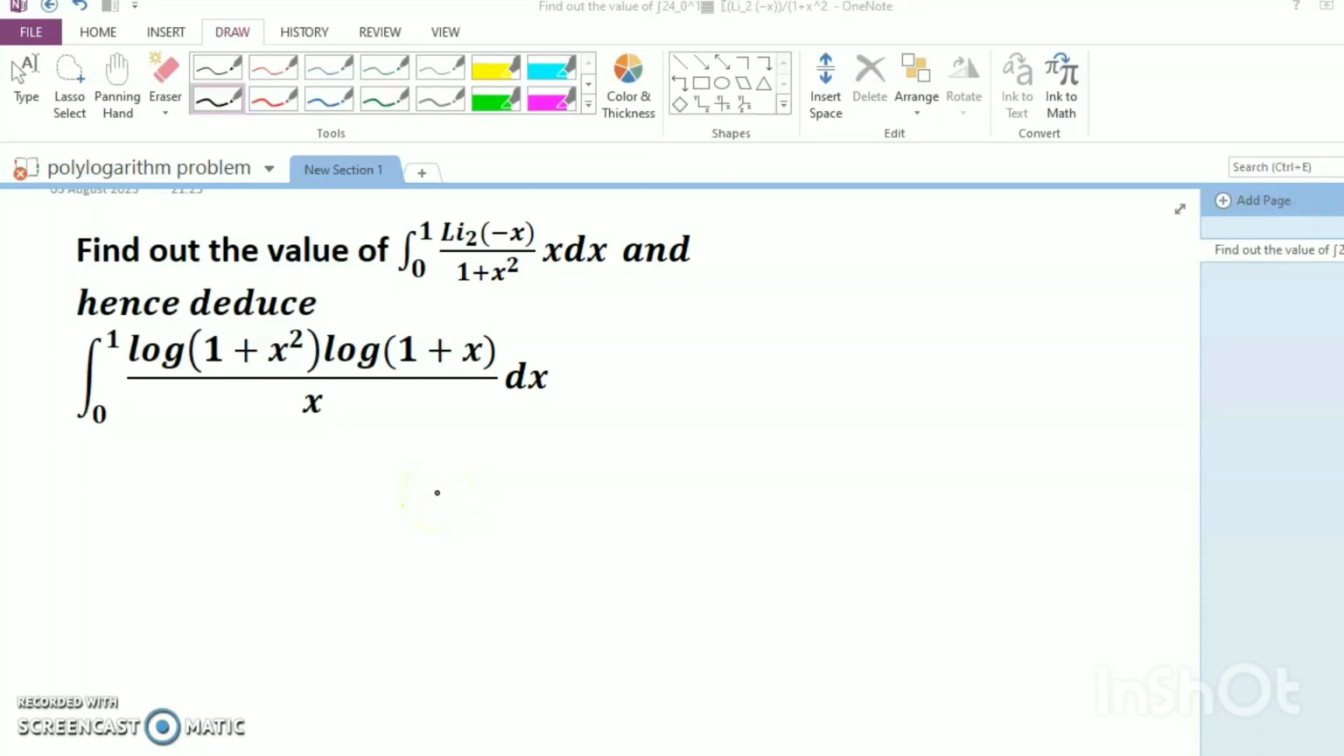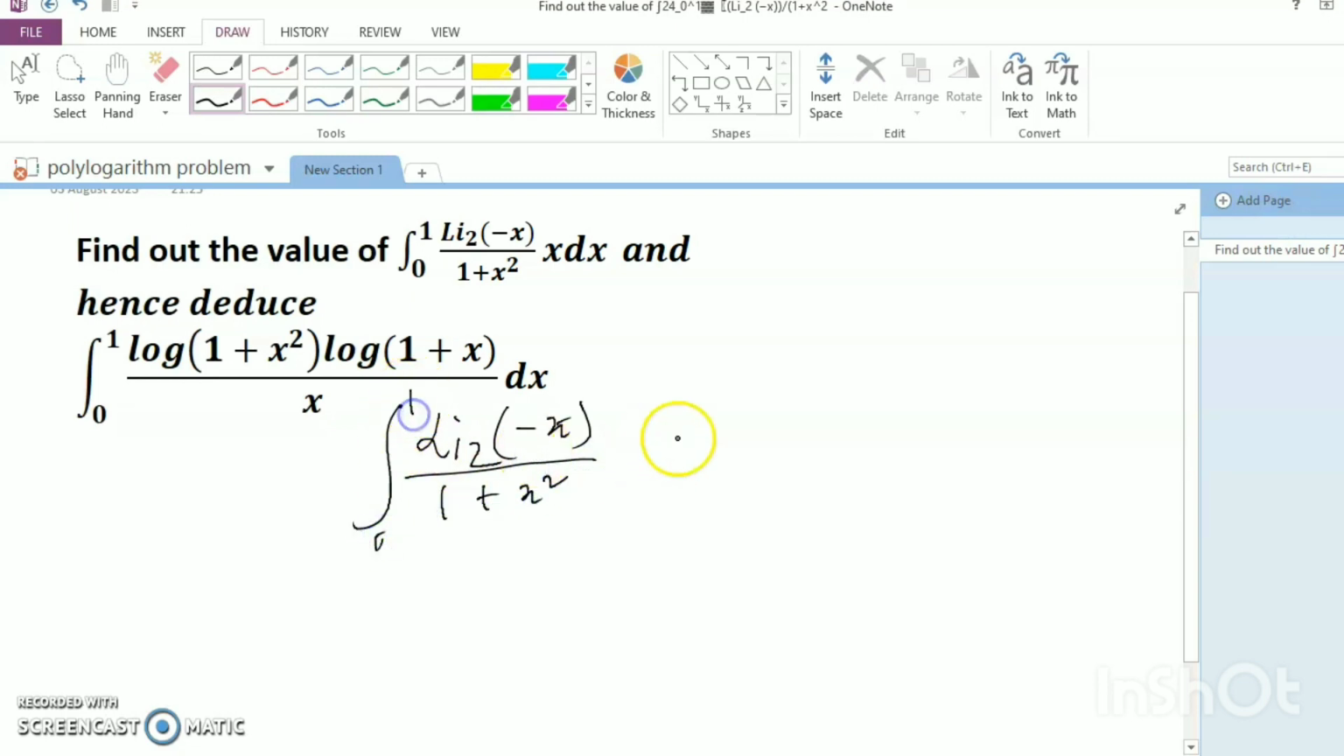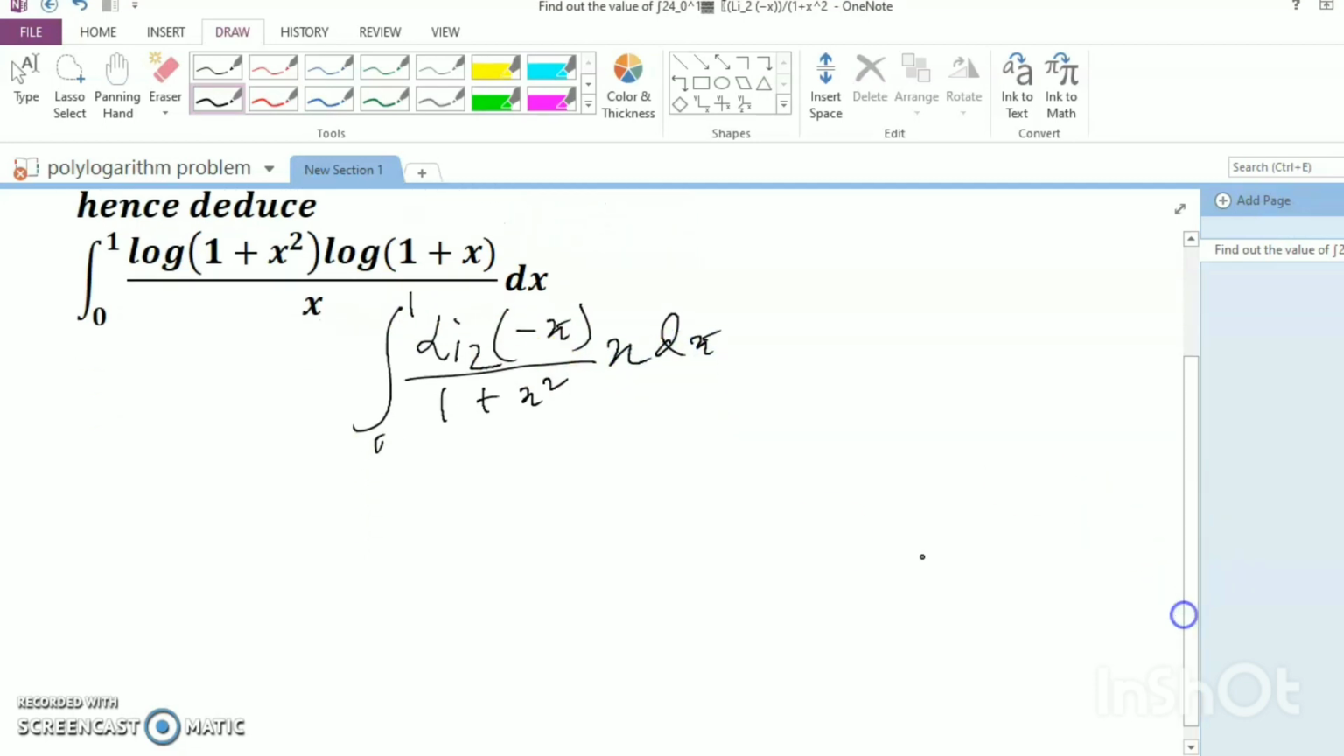Today's discussion is an integration polylogarithm problem: find the value of the integral of Li2(-x) divided by 1 plus x square, x dx, and hence deduce this integral. So at first I find out this integral, Li2(-x) divided by 1 plus x square, integration 0 to 1, x dx. Okay, verifying this, and after that I can write this way.